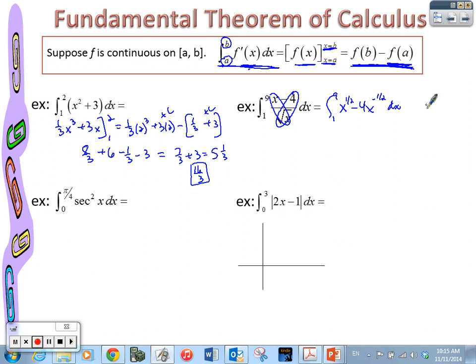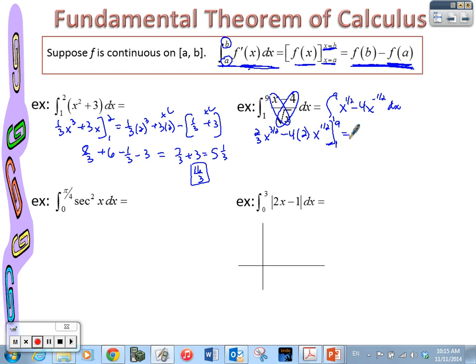Alright, so let's do the reverse power rule. And we would add 1 to 1/2 and get 3/2. So 2/3 x to the 3/2 minus 4 times, let's see, add 1 to that, get 1/2, divide by 1/2, which is multiplying by 2. Evaluated from 1 to 9. Okay? We good? Alright, let's keep going.